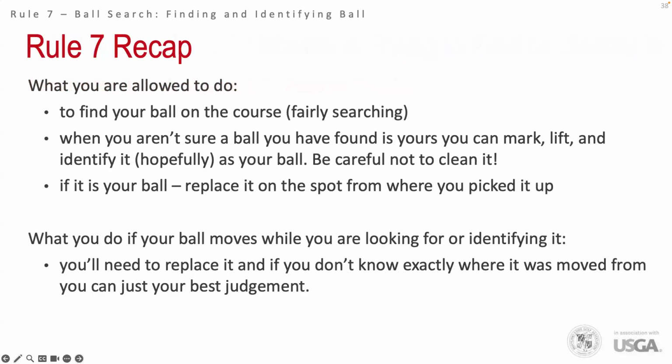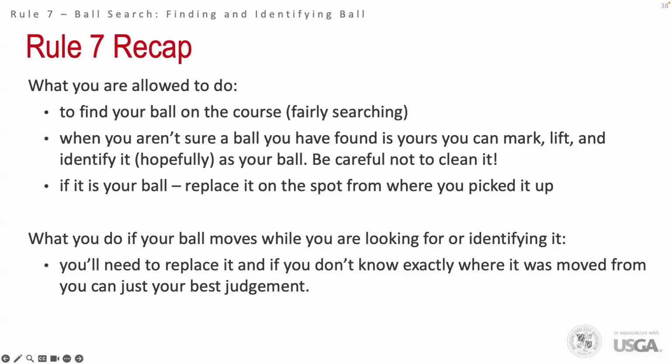So Rule 7, it has a lot of good information in there. It's a shorter one, but a lot of that information is really important, right? Because we're constantly trying to find and identify our golf ball while we're out there. I'm sure all of you always hit it in the middle of the fairway, but I don't always hit it in the middle of the fairway. So I'm going to need to remember the things in Rule 7 to try to find and identify my golf ball. So just a bit of a recap here.